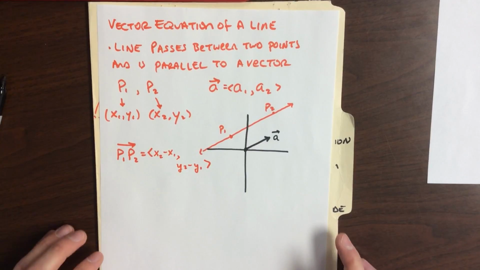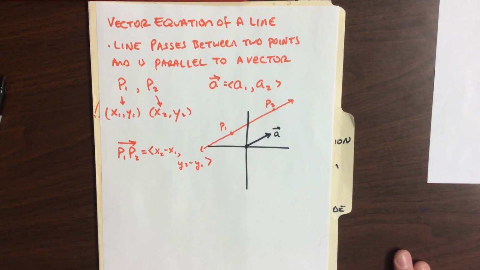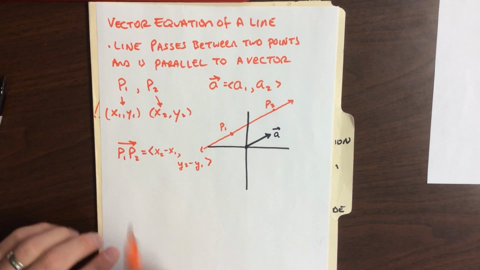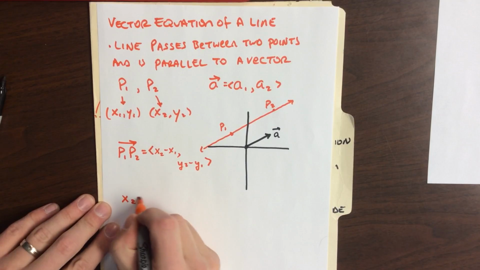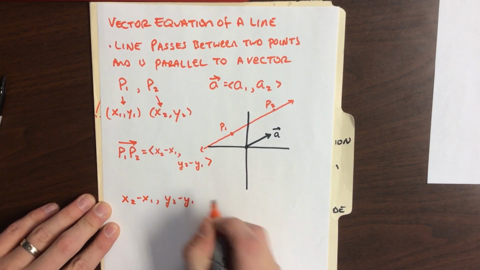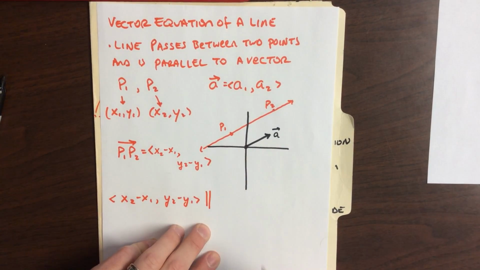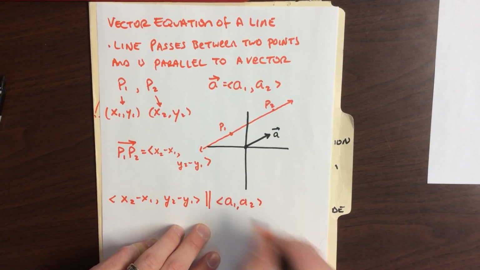So we can write from one point on that line to another point on the line as a vector. If it's parallel, 2 vectors are parallel. We know that this vector, x2 minus x1, y2 minus y1, is parallel to the vector a1, a2.